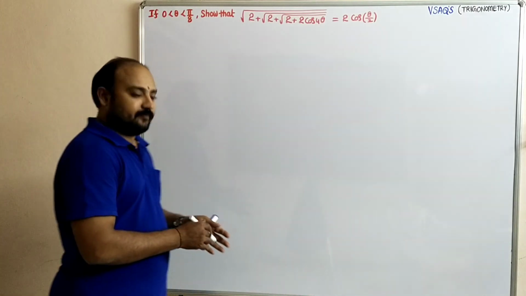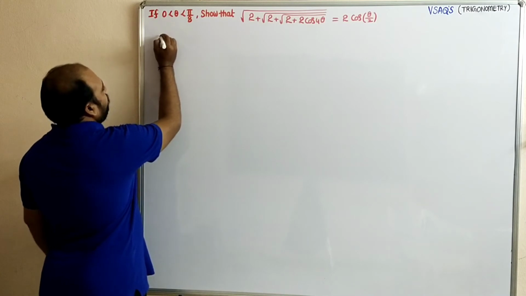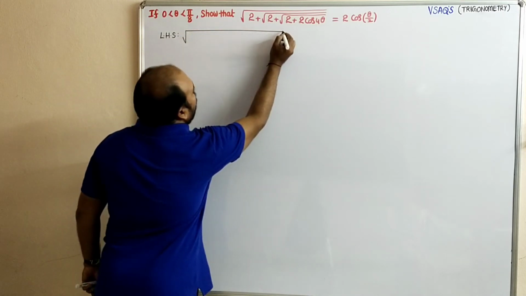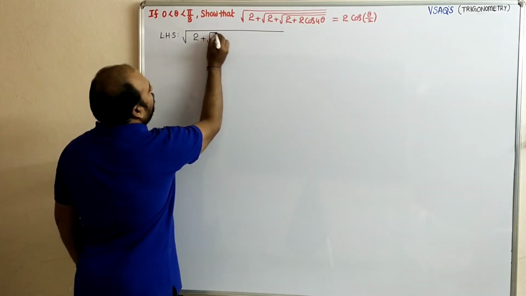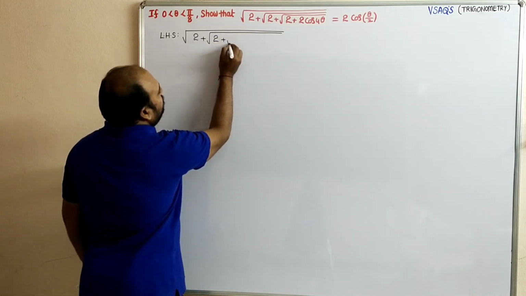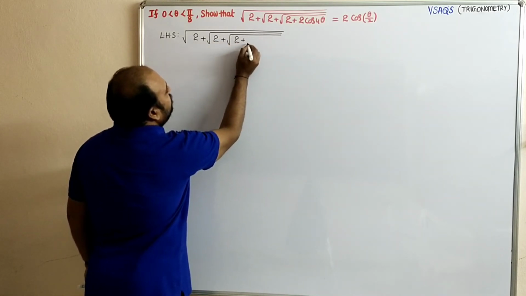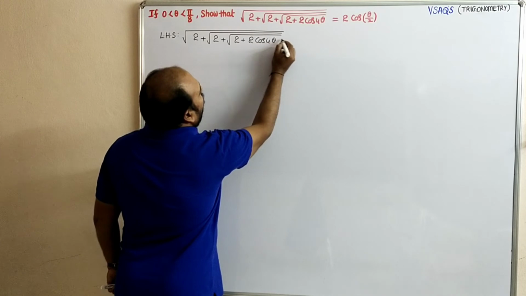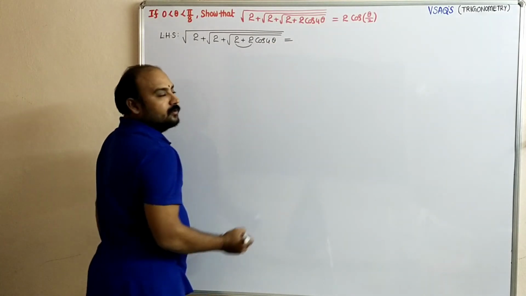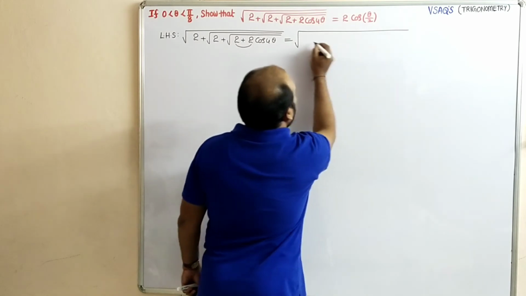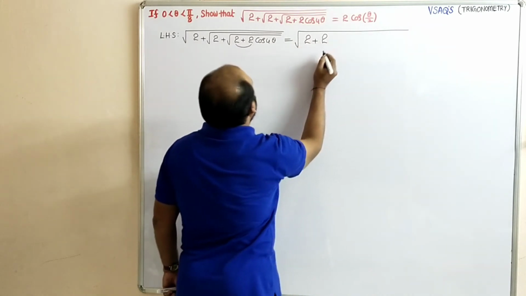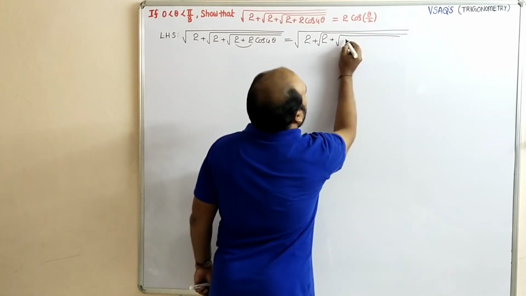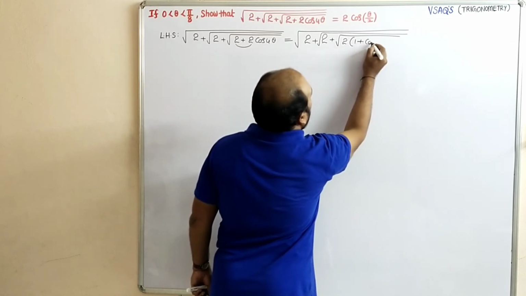Consider LHS. Square root of 2 plus square root of 2 plus square root of 2 plus 2 cos 4 theta, which is equal to, from these two take common, square root of 2 plus square root of 2, I am taking common, 1 plus cos 4 theta.